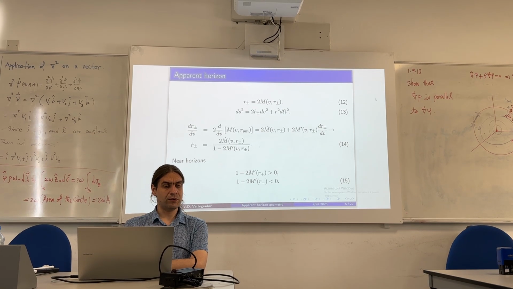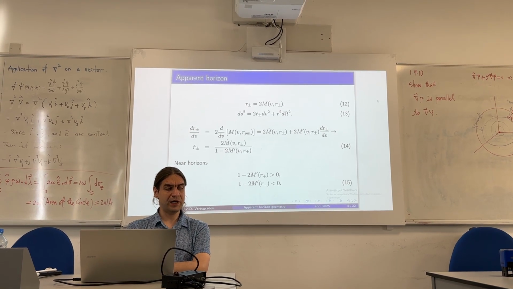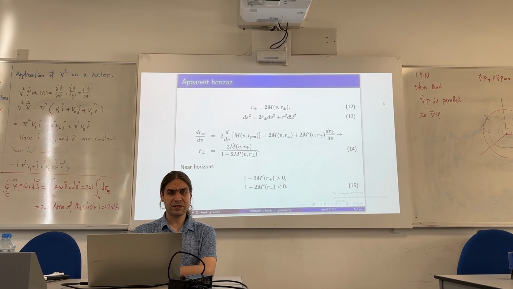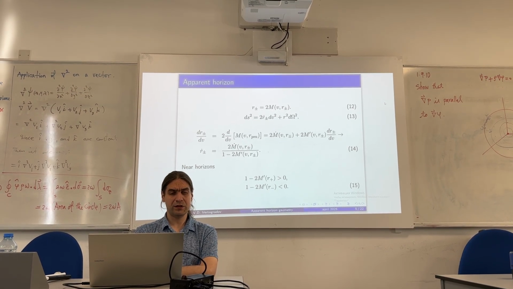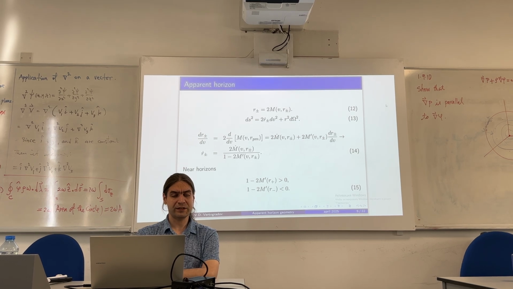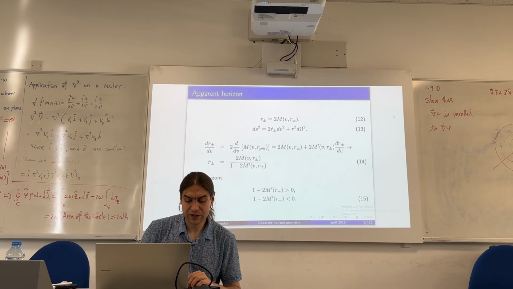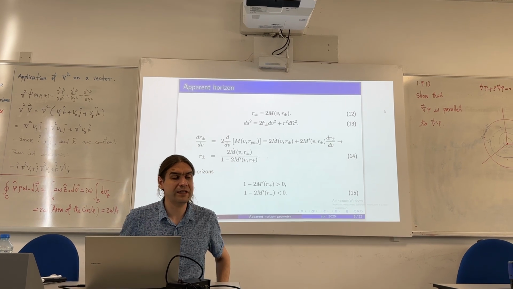It's a well-known, established fact, even by Matt Visser. So I checked it. Yes, and 1 minus 2m prime on the exterior apparent horizon is greater than 0. It's a well-known fact, and I just confirmed it. It's not my statement.